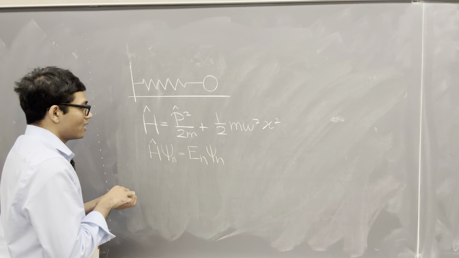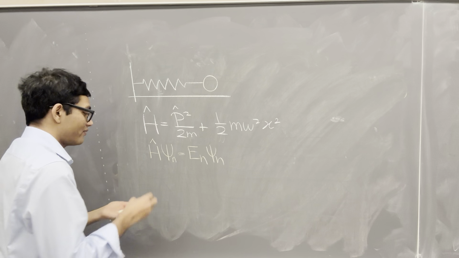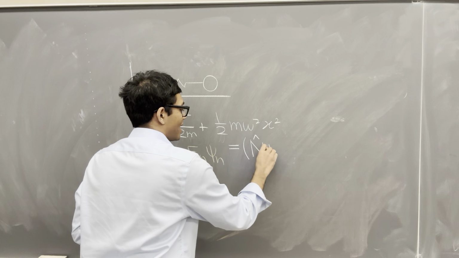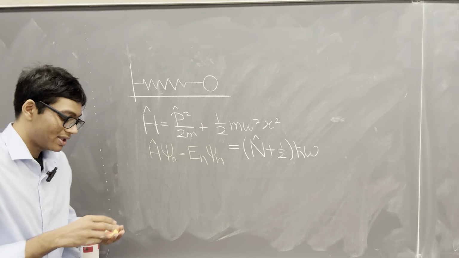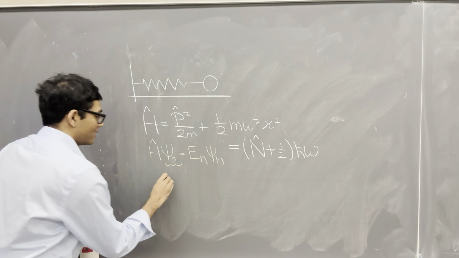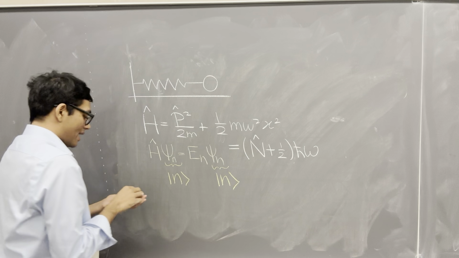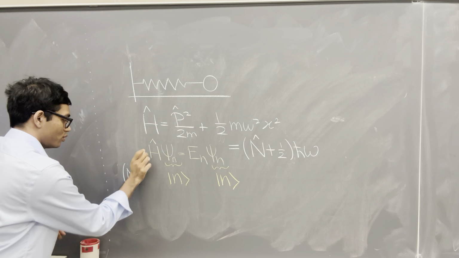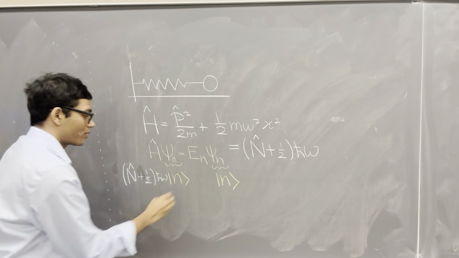So we can rewrite our Hamiltonian here in a way that helps us find the energy eigenvalues. We can rewrite this messy Hamiltonian as simply the number operator n plus 1/2 times h bar omega. The benefit of doing this is that now we can rewrite psi sub n, the nth eigenstate, in ket notation as ket n. And now we can rewrite the Hamiltonian as n plus 1/2 h bar omega, where n is the number operator.